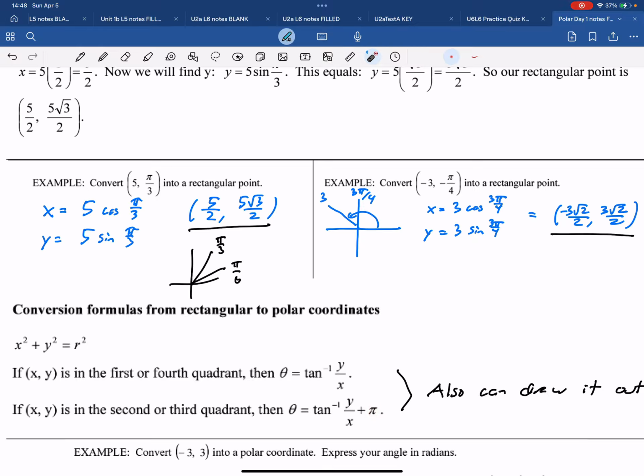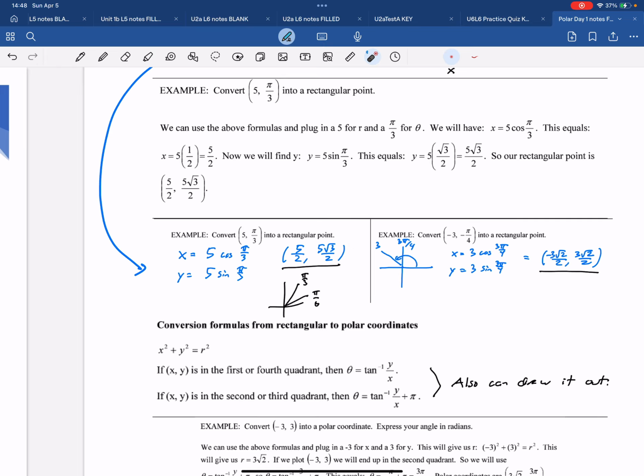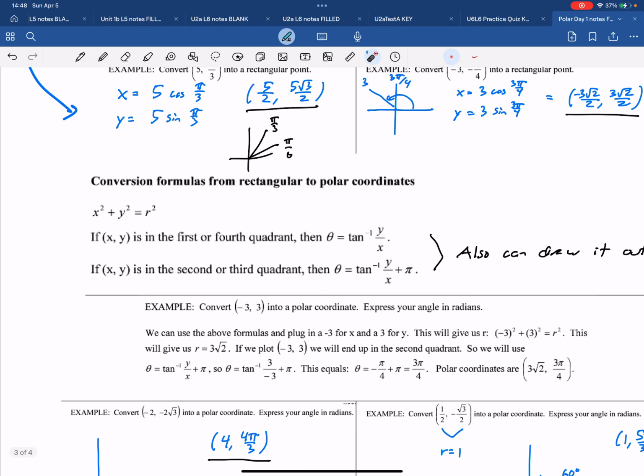Because if we're in quadrant 1 and tangent's positive, we add pi to get to quadrant 3. If we're in quadrant 4 and tangent's negative, we add pi to get to quadrant 2. So this is a little bit trickier. I kind of prefer to just draw it out. So yeah, a couple examples here.